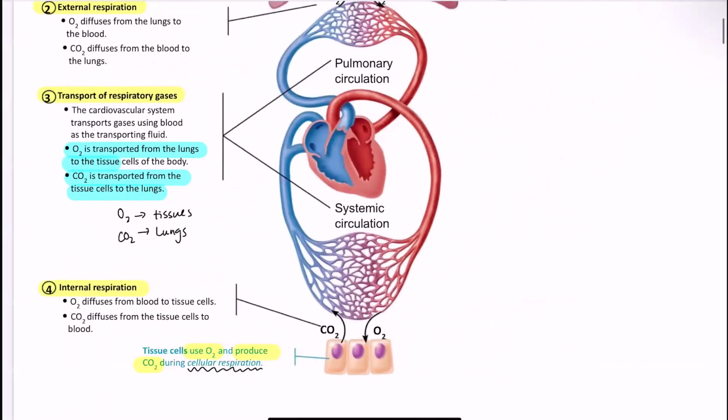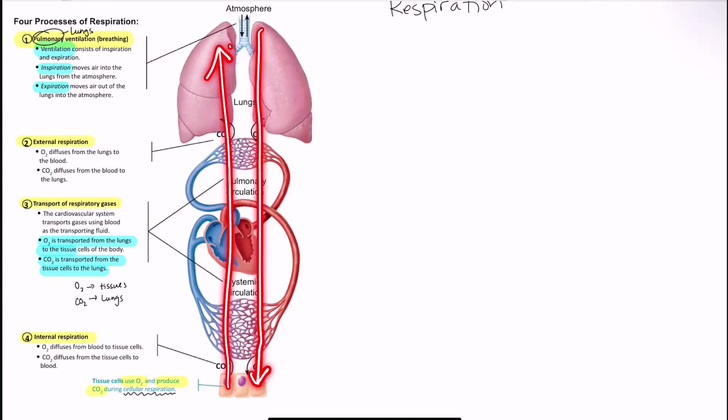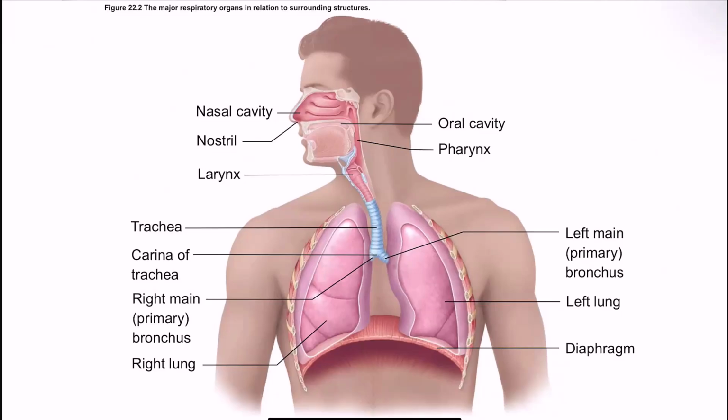And notice that we can just backtrack to follow the pathway of CO2. So oxygen moves this way all the way down to the tissues. CO2 moves this way, and then, of course, out the lungs. So what does the respiratory system look like? It's not just the lungs. It is the lungs, but it's all of the structures that allow air to get into the lungs. And there's two major portions. So there's an upper respiratory tract, upper respiratory system or tract, and then there's a lower one.